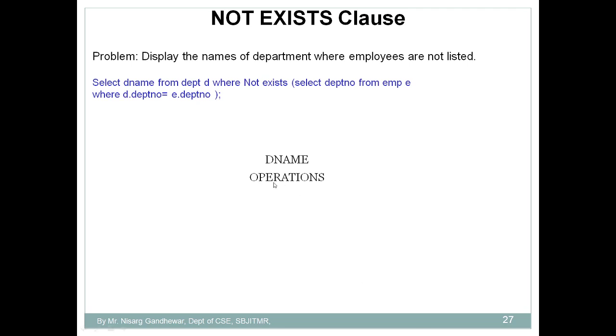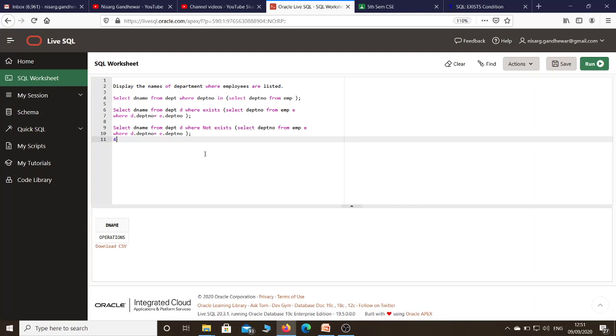So here we get the output as Operations, because Operations is the department where no employee is listed. To demonstrate both types of query, we'll see it in live SQL. Here I have written the queries with EXISTS and NOT EXISTS. Our first problem is to display the names of departments where employees are listed. First we execute a query without the EXISTS clause and see what output we get. We got research, sales and accounting.